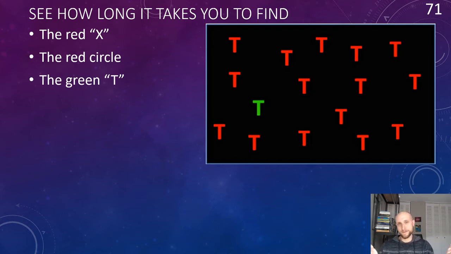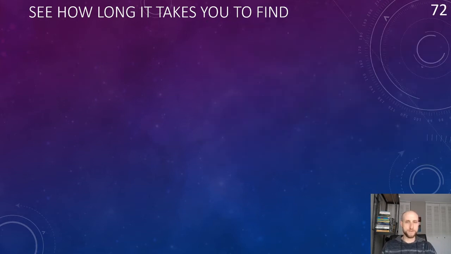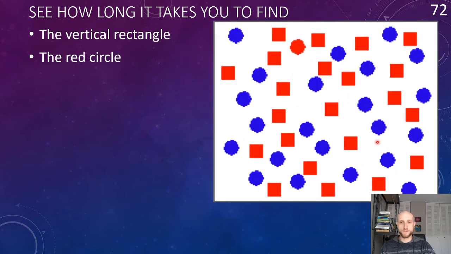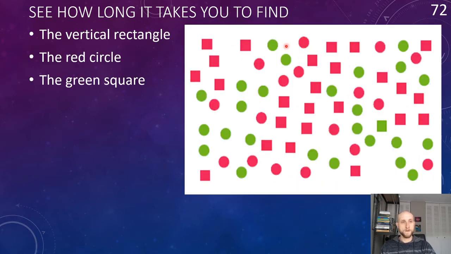You should be like, why am I doing this? This seems like it's so simple. But then I had you do another series where I asked you to see how long it would take you to find the vertical rectangle, which boop, is right here, right? That might have taken you a little more time. Or the red circle, right here. Or the green square, which is right here. But again, it's not impossible to find. It's just taking a little bit longer.